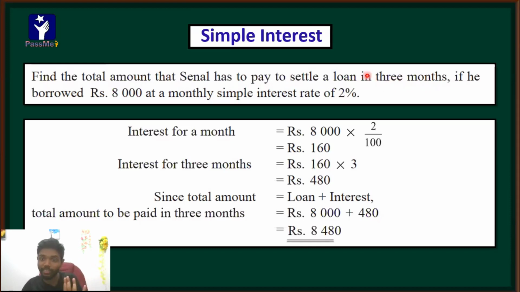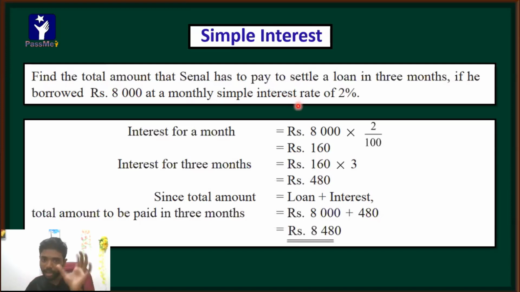Borrowing 8000 rupees, to be paid in 3 months. Senel went to someone and asked, "Macha, I need 8000 rupees. I will pay back within 3 months." So the person who is going to give the money to Senel said, "Okay macha, no problem, I will give you 8000, but the interest rate is 2% as a monthly simple rate."